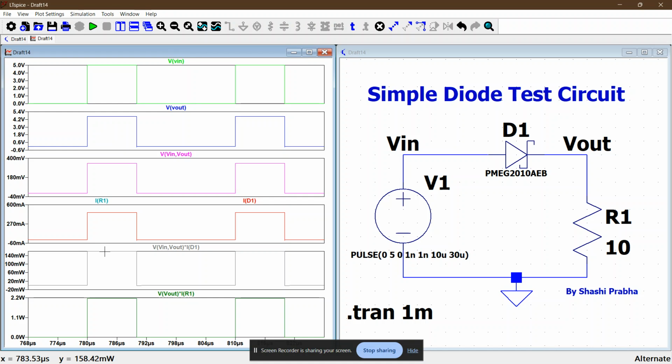For this small rating of voltage and current, this is not much. But if we are using a diode in a very high current or high voltage application, that time this power drop matters. That's why we use heat sinks and all. So this is the reason, and this is the power loss in the load resistance, which is around 2 watt. So yes, this is the circuit.